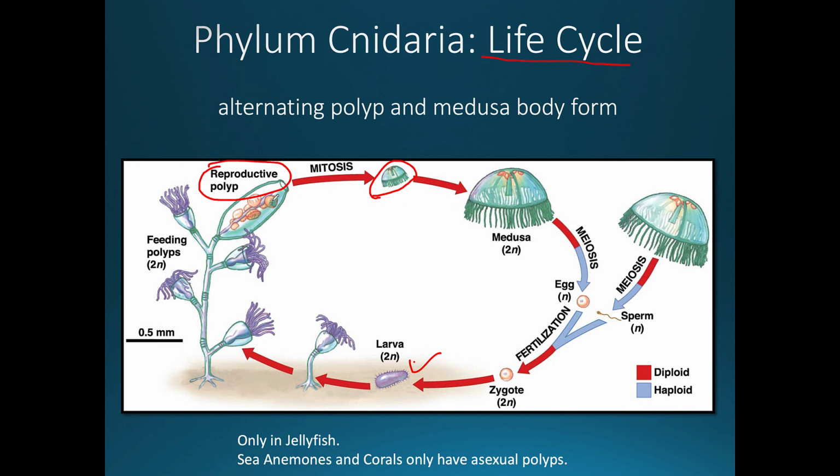This alternating between the polyp and the medusa stage is only seen in jellyfish. The sea anemones and corals only reproduce asexually using the polyp stage.